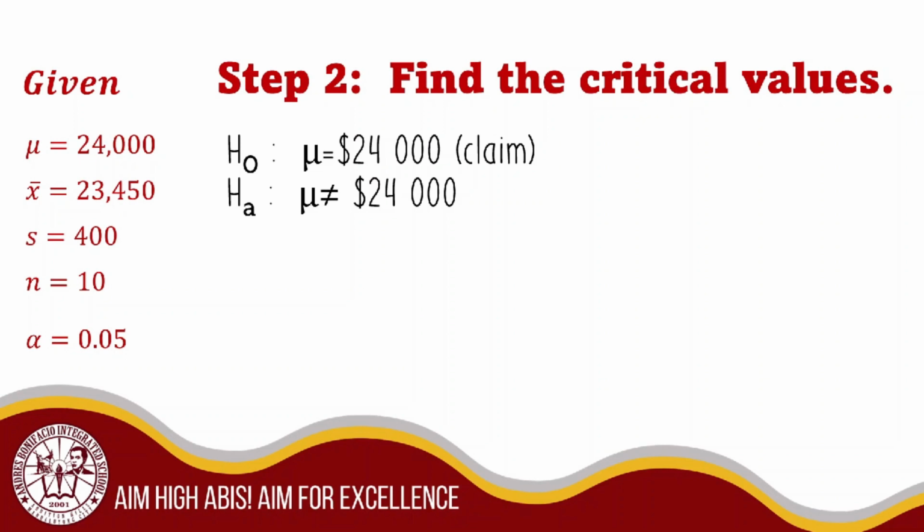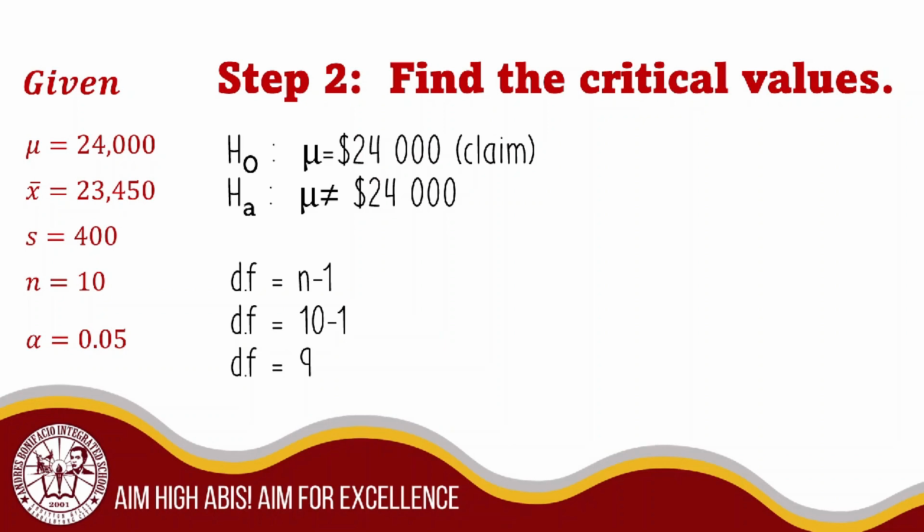So, we have here the alternate hypothesis, which is mu is not equal to $24,000. Therefore, this is a two-tailed test. Okay? First, we must find the degree of freedom. To find the degree of freedom, we have the formula n minus 1. So, n, or the sample size, is 10. So, 10 minus 1, the degree of freedom is 9.